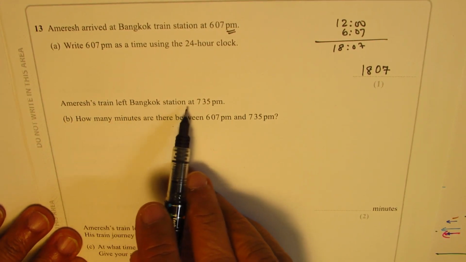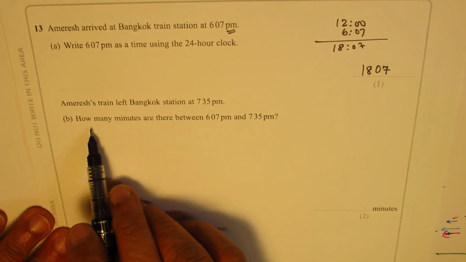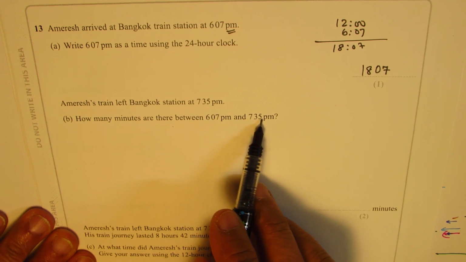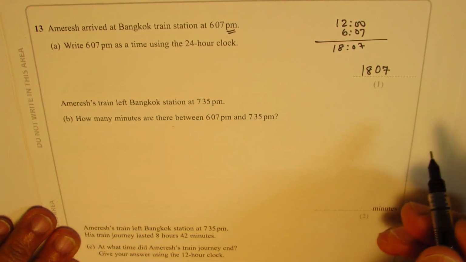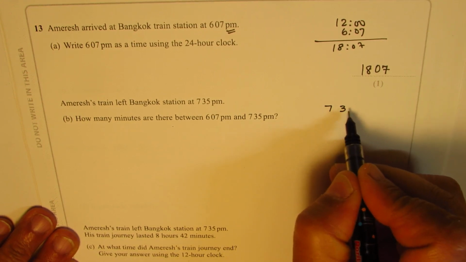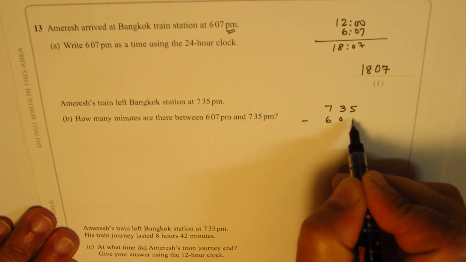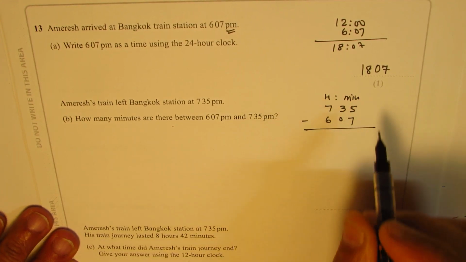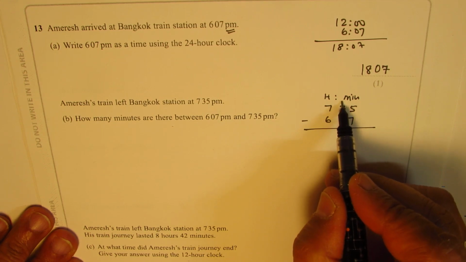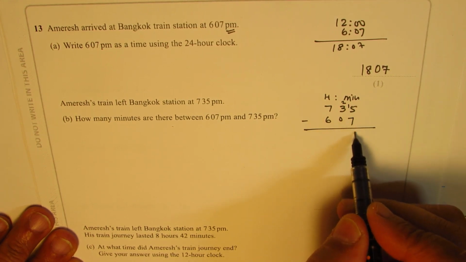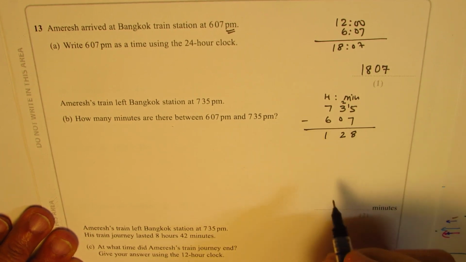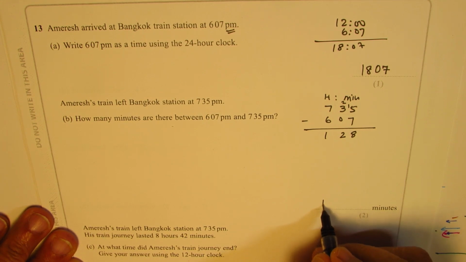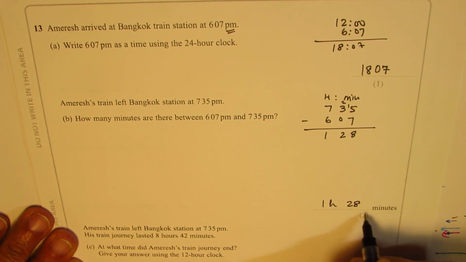Amrish's train left Bangkok station at 7:35. How many minutes are there between 6:07 and 7:35? So we'll take away to find the difference. So basically we have 7:35 take away 6:07. These are hours and these are minutes. Okay. So when you borrow from here, it becomes 2. That becomes 15. So it is 8, 2, and 1, right? So it is 1 hour and 28 minutes. So we can write here, the answer is 1 hour and 28 minutes, right?